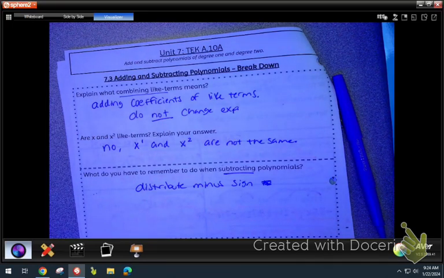It's going to be a little bit different today when we get to multiplying, okay? So all we're doing is just putting the coefficients together. X and x squared are not like terms. X has an exponent of 1. X squared has an exponent of 2. They're not the same, okay?